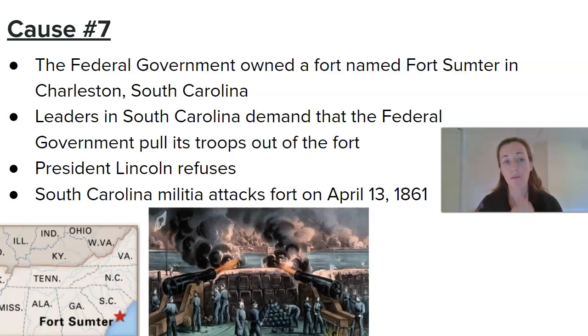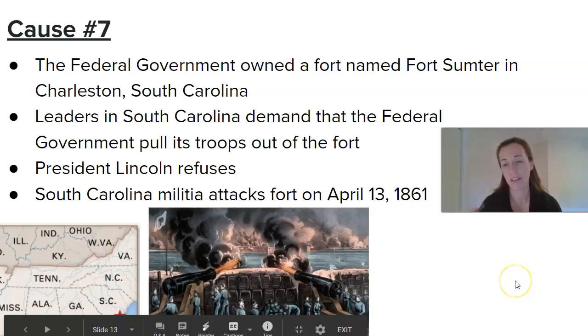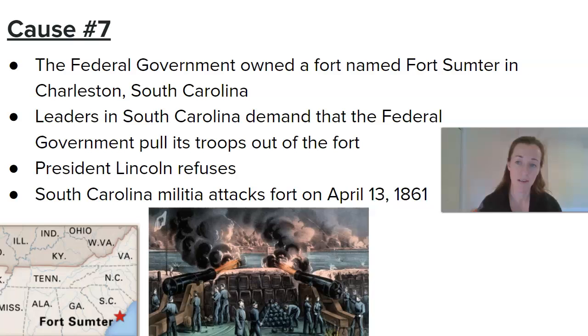So the fort is in Charleston, South Carolina, and the federal government occupied it because it was a federal fort. Then leaders in South Carolina demanded that they pull their troops out of the fort. And Lincoln, who was president at the time, refused to do so. And so the South Carolina local state militia attacked the fort. So what is that? A state militia attacking the federal government. That's a war. In this case, the beginning of the Civil War, April 13th, 1861. The war would last about 4 years.